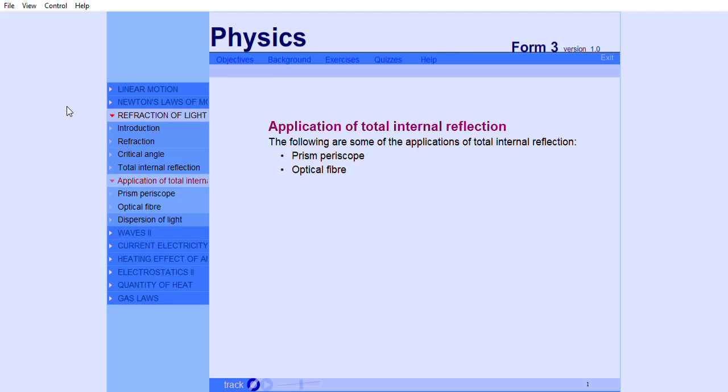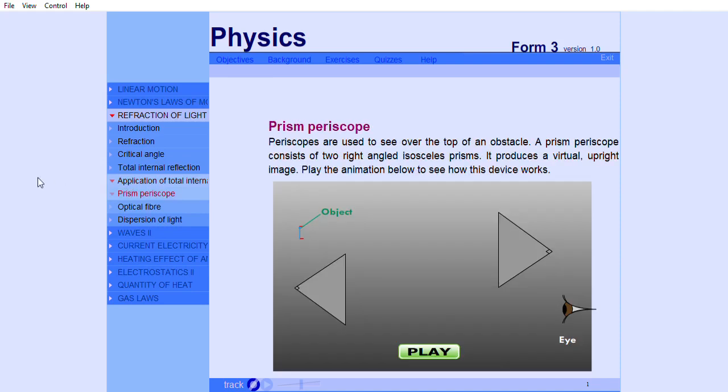Application of total internal reflection. The following are some of the applications of total internal reflection. Prism periscope. Periscopes are used to see over the top of an obstacle. A prism periscope consists of two right-angle isosceles prisms. It produces a virtual upright image. Play the animation below to see how this device works.